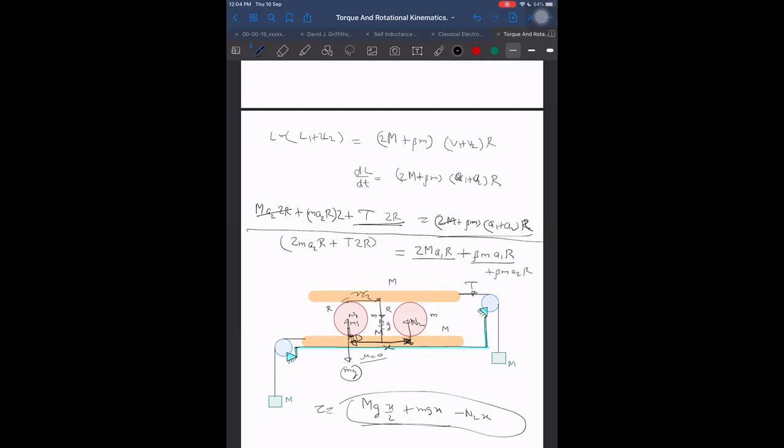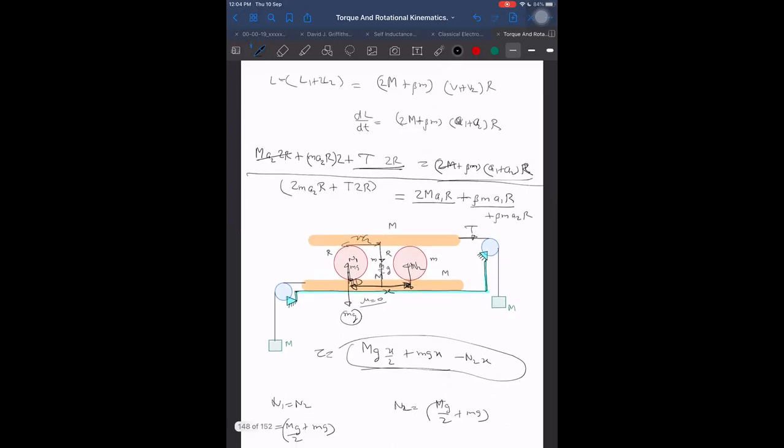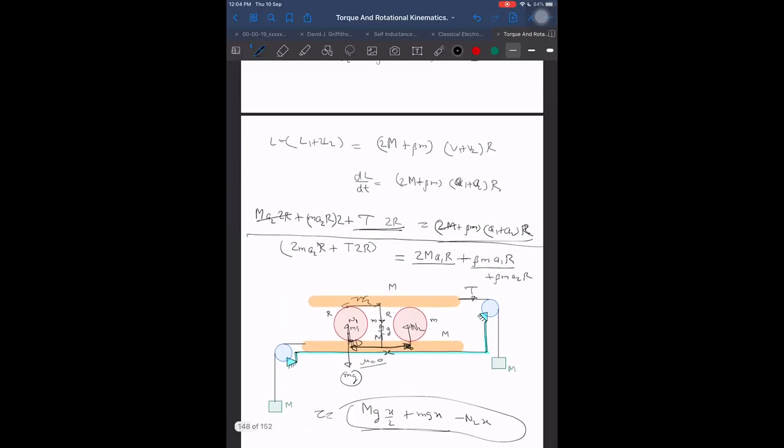Then what do we get at last? We can cancel r everywhere. Next, we are left with 2T is equal to, and 2 is also cancelled? No, sir, 2 is not cancelled. A1 and A2 are different, and a1 and a2 are also different.